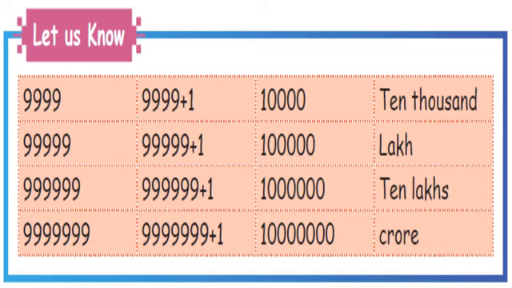Likewise, we have to find out the given ones. So 10 lakhs. Finally, the greatest 7-digit number: 1, 2, 3, 4, 5, 6, 7 digits are there. If we add 1 to it, we will get 1 crore. 1 crore means what? After 1, 7 zeros should be there: 1, 2, 3, 4, 5, 6 and 7. So that is equal to crore.